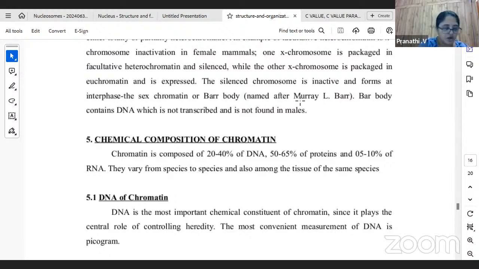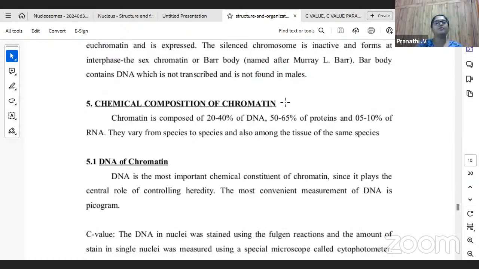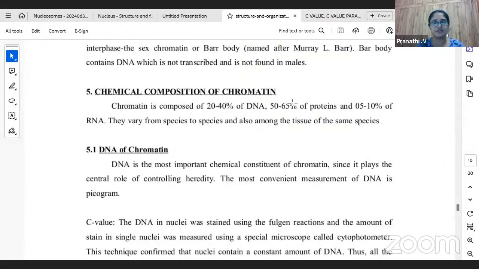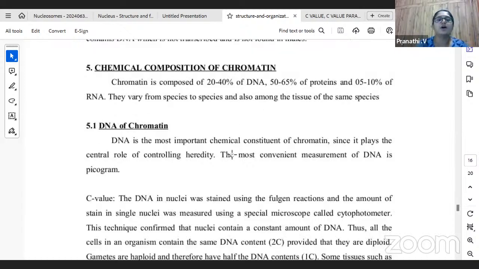When it comes to the composition of chromatin, it is made up of DNA, proteins and RNA, because you need RNA synthesis also, right? The composition varies according to different species as well. Whatever DNA is present in the chromatin is the DNA that is going to control heredity. And you measure the DNA amount in picograms. Nano is 10 to the power of minus 9, and pico is 10 to the power of minus 12 if I'm not wrong.